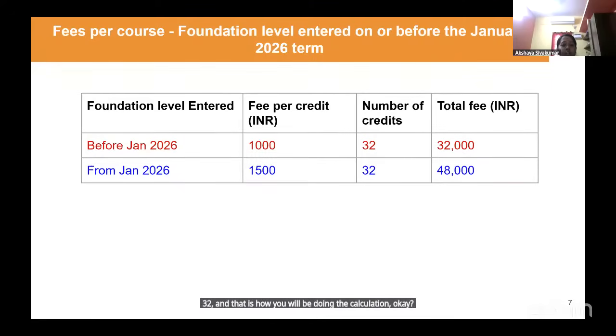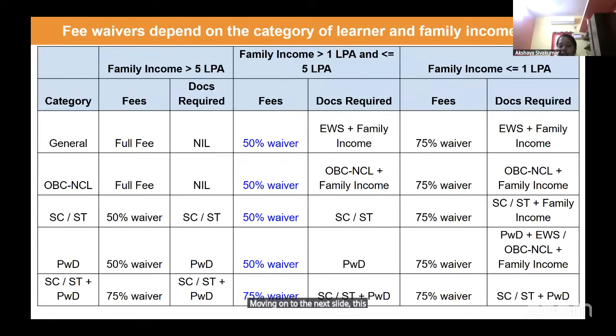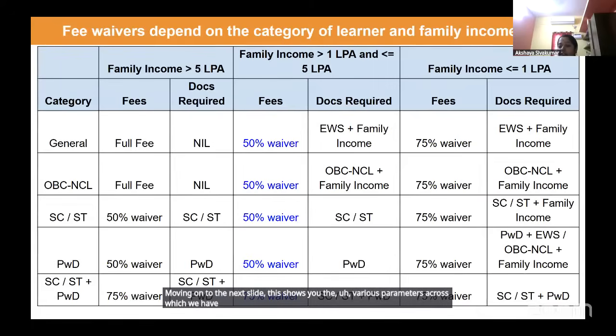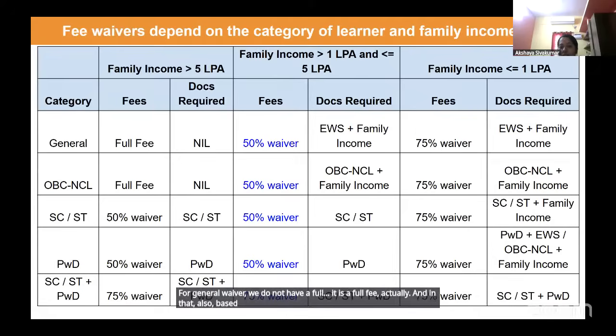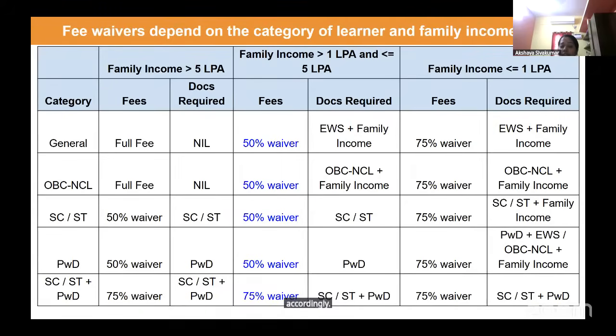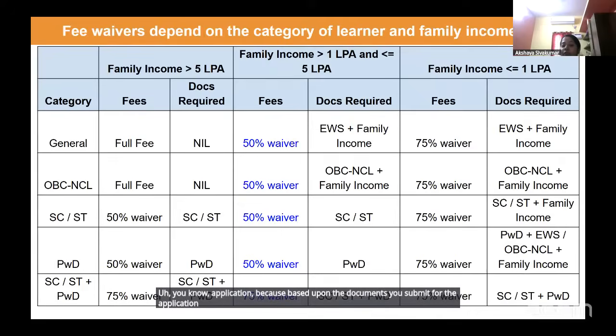Moving on to the next slide, this shows you the various parameters across which we have given the fee waivers for students based upon their categories. For general, we do not have a waiver; it is a full fee, actually. And in that also, based upon the family income, we have the fee structure and the waiver accordingly. Please be careful while you upload your documents for the application, because based upon the documents you submit, we verify the documents and give you the fee waiver.